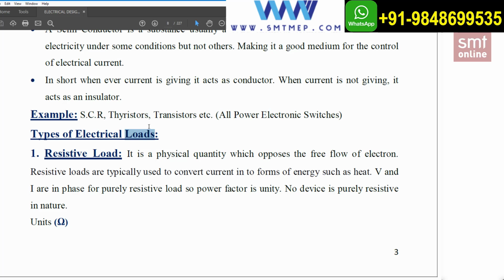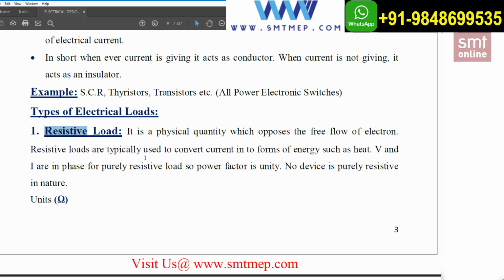Because as an electrical engineer, you have to find out the total connected load of the building. By means of these three concepts only, we are going to find out the total connected load of the building. So what is meant by a resistor first of all? It opposes the free flow of electrons. So I can say that it is a physical quantity which opposes the free flow of electrons.